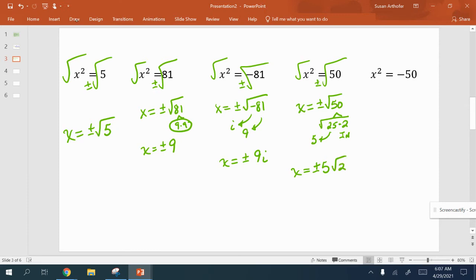And the next one's the same, except it's going to have an i in it because it has negative 50 in there. Every time we have a negative, we have to deal with i, imaginary numbers. Okay, so for the negative, out is i. 50 is going to be broken down into 25 times 2. Out is 5. In is 2. Final answer is plus or minus 5i, rad 2.